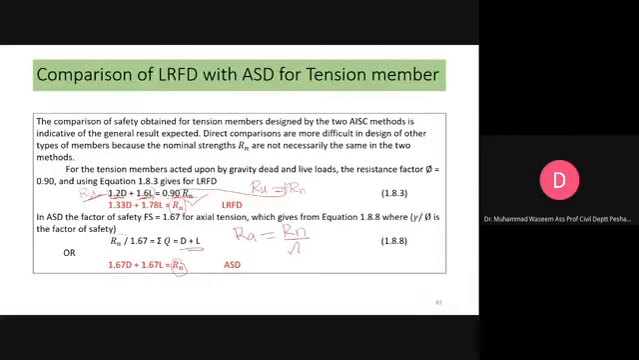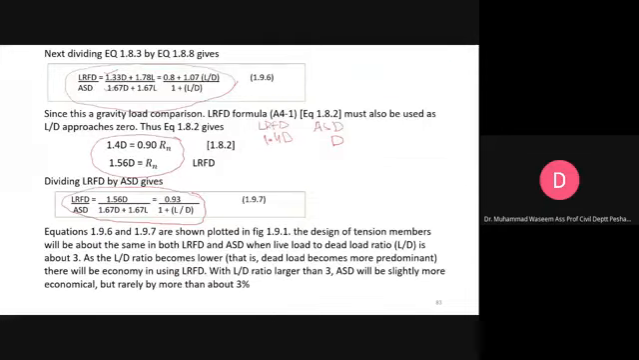If we make a comparison and go for the dead and live case only, we use the load factors 1.2 dead, 1.6 live, and we equate it with this design strength. For the case of yielding, phi is 0.9, so this equation will get modified. Similarly, you carry out the same operation in the case of ASD, and if you divide these equations, this will be reduced to this. We have evaluated this for the dead load and the live load only.